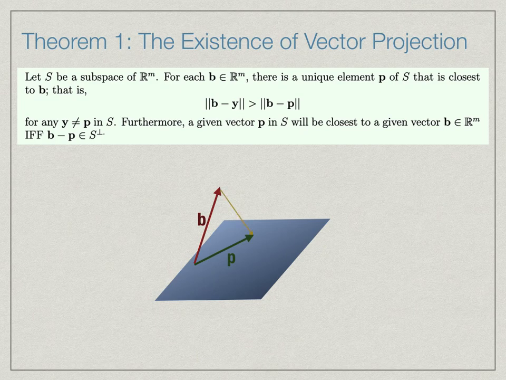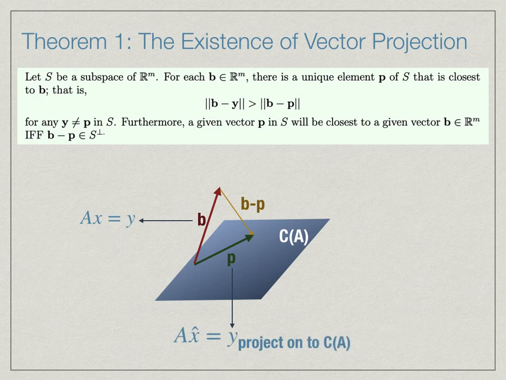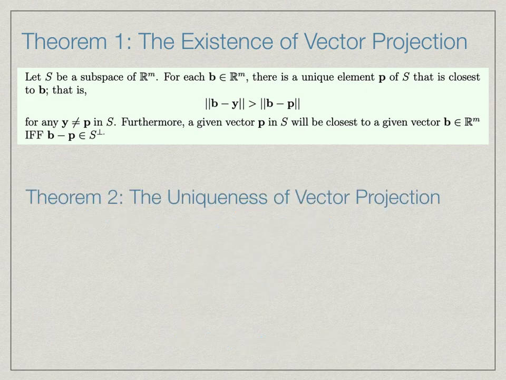Connecting this theorem to the equations, in the original equations, vector B is the original y values vector. The subspace is the column space of A, and vector P, the projection, is the projection of y onto the column space of A. So now a vector projection exists, and it is also unique.